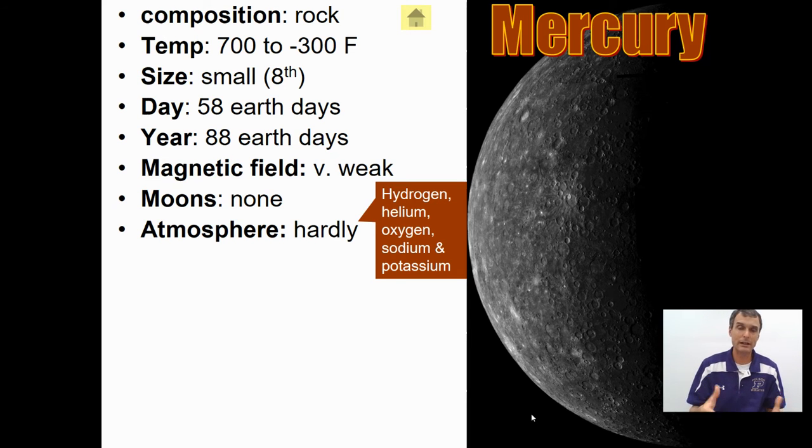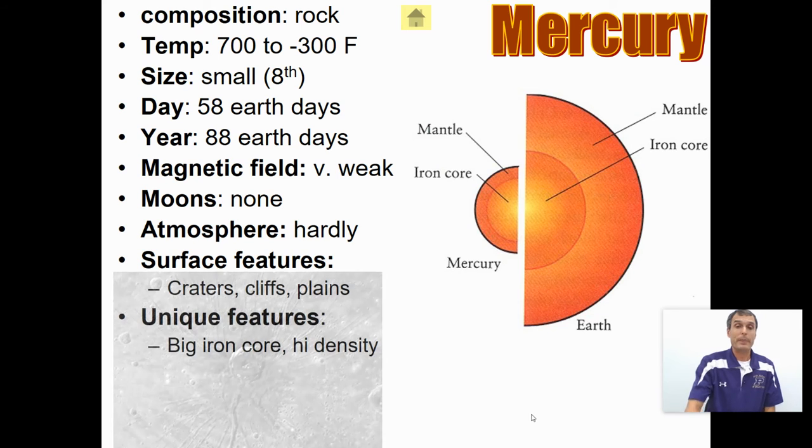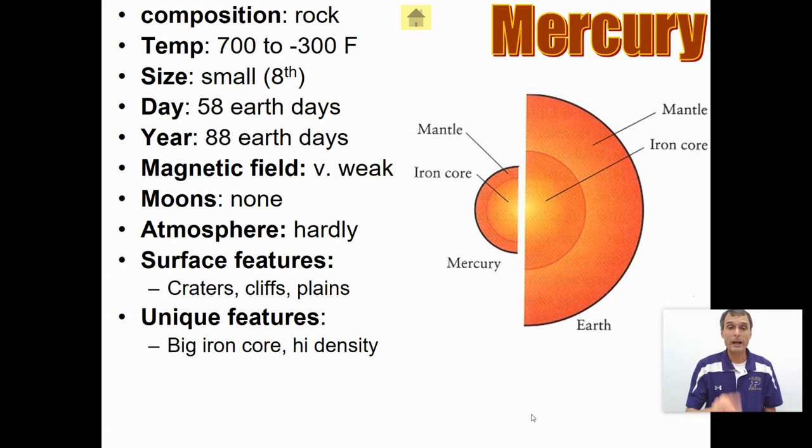So it's really not an atmosphere, or much of one anyway. It does have some surface features. You can see one here. This is a crater. It's got cliffs, some as high as 2 miles, and a lot of flat areas, plains. So not as many craters as the moon, lots of open areas.